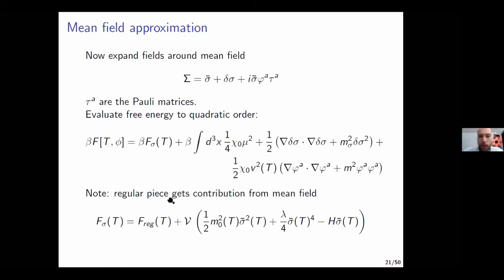It's important to point out as well that the regular piece gets a contribution from the mean field. So the QCD hydrodynamics, which are captured in this F regular, now get this added contribution coming in from our expansion around the mean field. So the singular piece is now really just the singular piece, which is given here. And everything else that's finite has been packaged away into this F sigma.